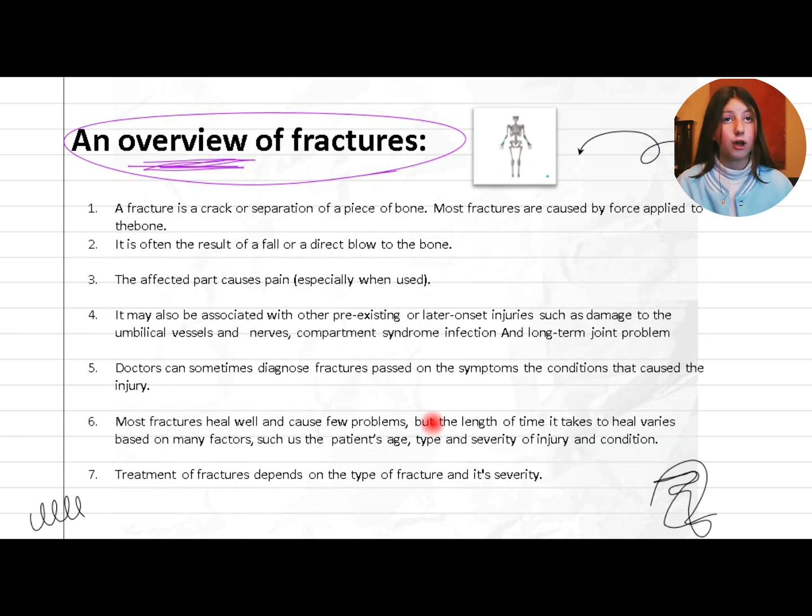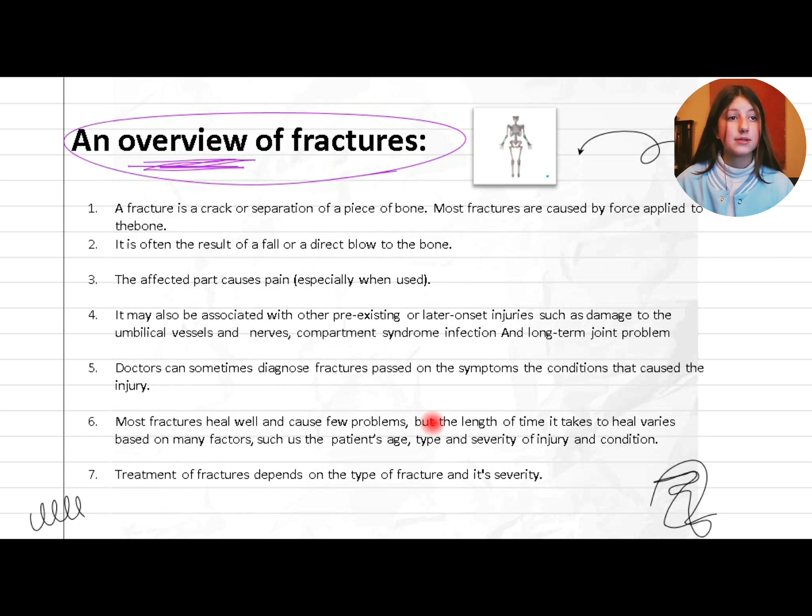Now we'll talk about an overview of fracture. A fracture is a crack or separation of a piece of bone. Most fractures are caused by force applied to the bone. It is often the result of a fall or a direct blow to the bone. The affected part causes pain, especially when used. It may also be associated with other pre-existing or later onset injuries, such as damage to the umbilical vessels and nervous compartment syndrome, infection, and long-term joint problem.